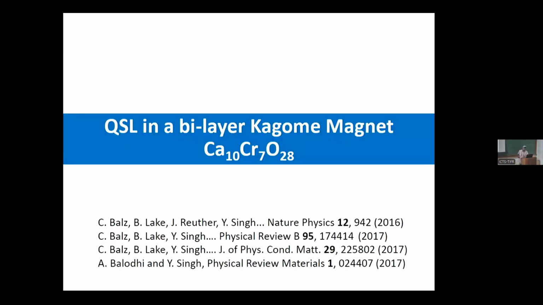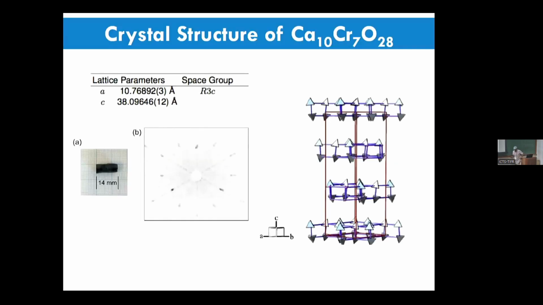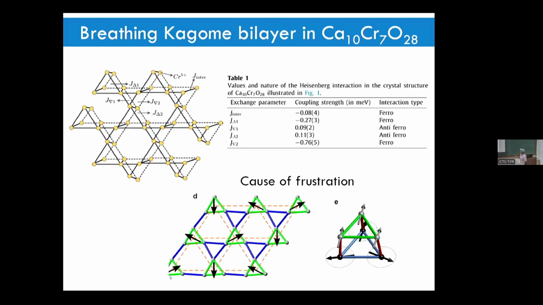Okay, so let me go to the first material that I want to talk about. So large crystals can be grown by optical furnace if anybody is interested. So the space group is this with a large c-axis, but you will see that the c-axis has a lot of atoms in it. The structure is built up of these bilayers which are stacked along the c-axis as shown. And if I look down the c-axis, I see bilayer Kagome planes.